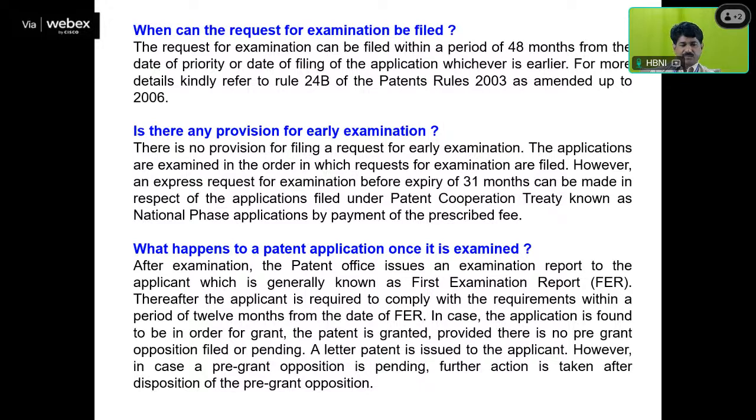But the patent is granted provided there is no pre-grant opposition filed or pending. So if during that period some pre-grant opposition is filed, that also will be held back. Later the patent is issued to the applicant. However, in case a pre-grant opposition is pending, further action is taken after disposition of the pre-grant opposition. If during that period somebody files an opposition to that particular patent application, then that has to be resolved first. Then only the patent will be granted.